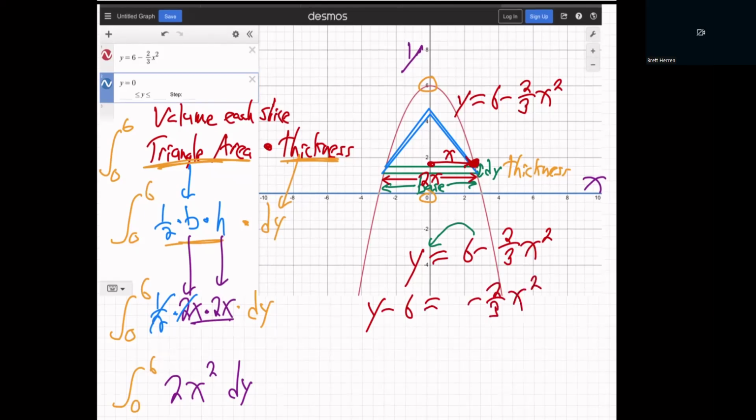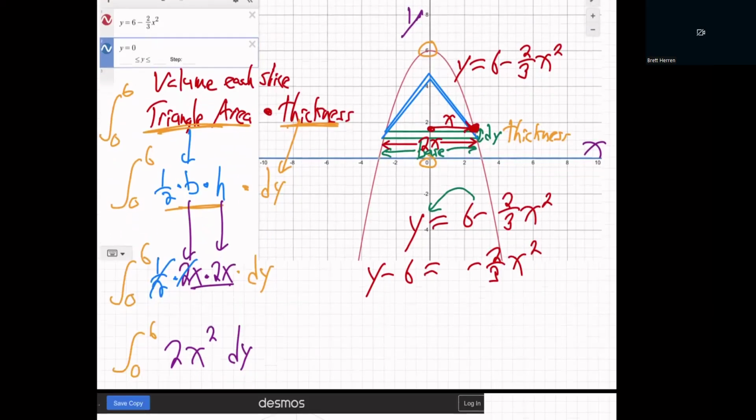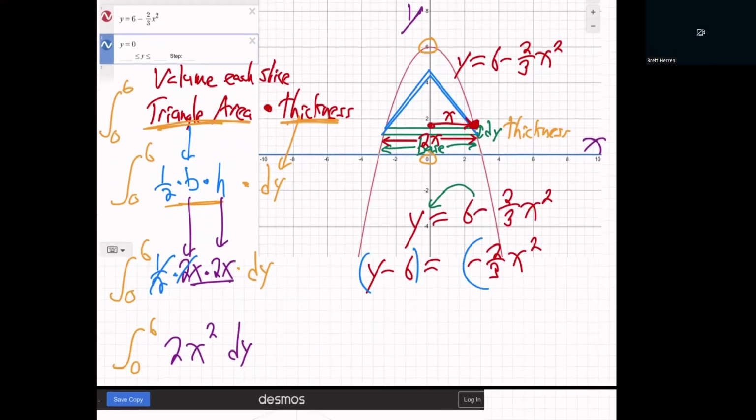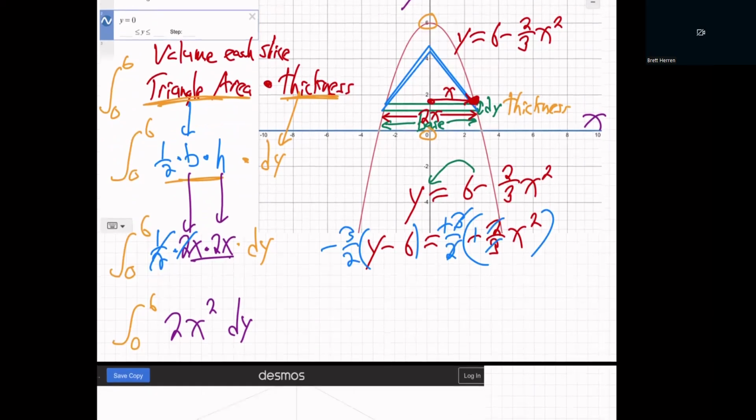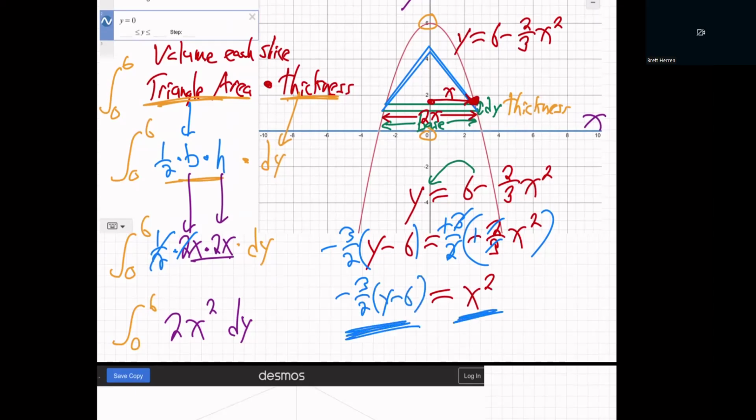minus 2/3 x squared. Now, how do we get x squared alone? Well, we can multiply both sides by minus 3/2, right? Because that'll cancel out the 3's and the 2's, and the 2 negatives will become positive, and that will get x squared totally alone. And so what does x squared equal? Minus 3/2 (y minus 6). So anywhere we see x squared, we're free to replace it with minus 3/2 (y minus 6).